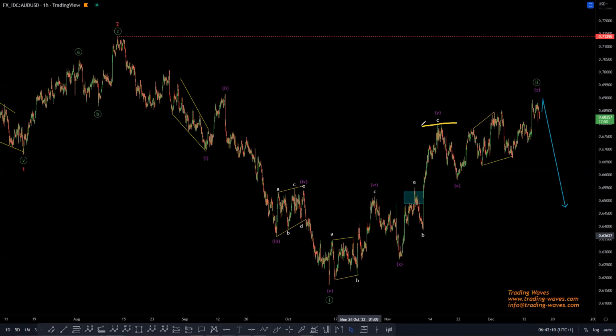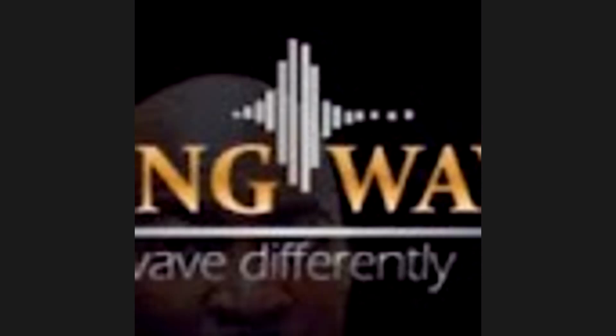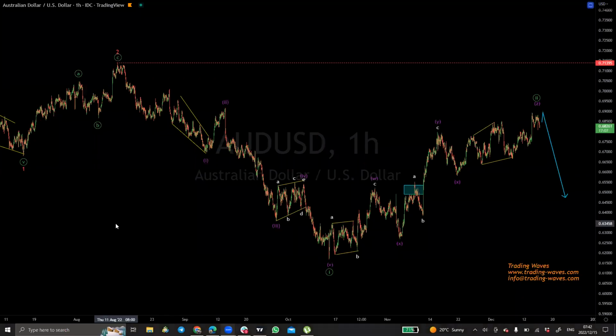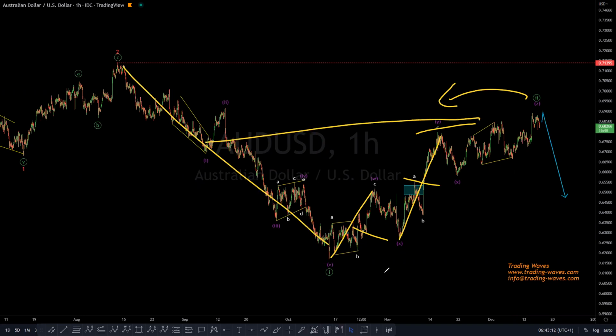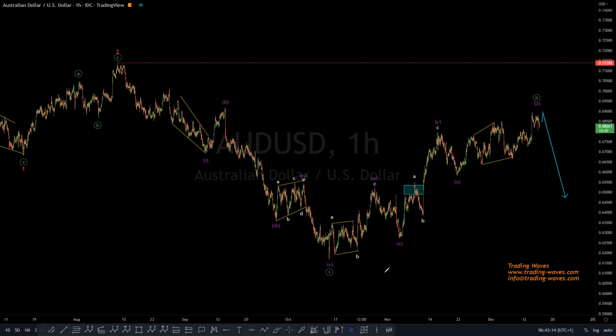But if you call wave 2 completed there, it wouldn't be wrong, because we have equal legs within W and Y of 2. We also have a 61.8 retracement within 1. So it would not be too premature to call a wave 2.